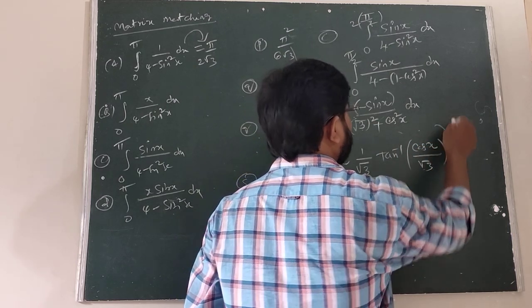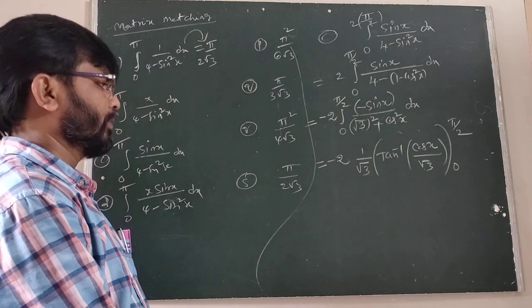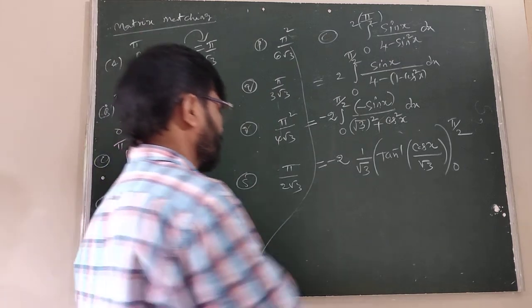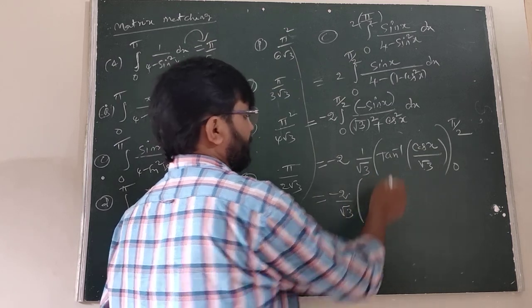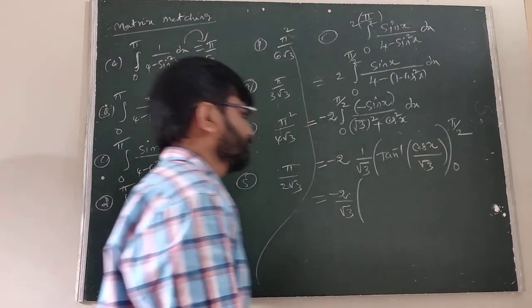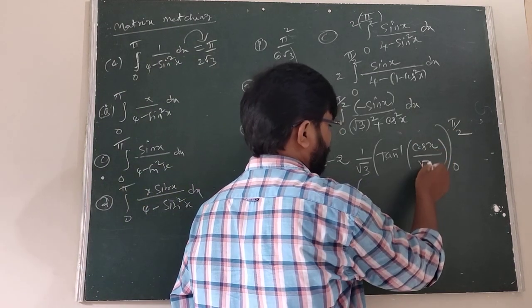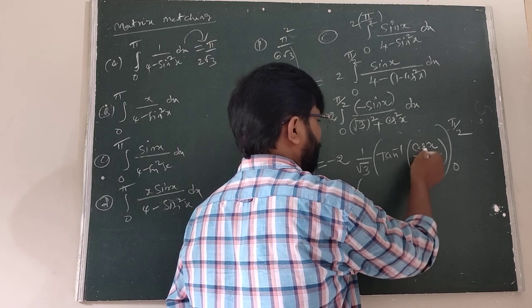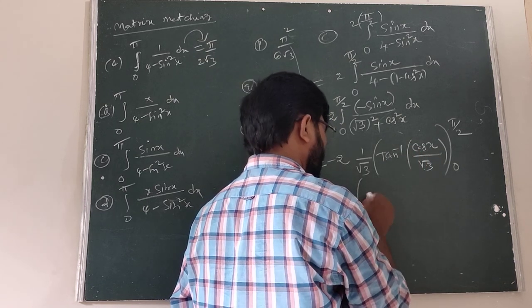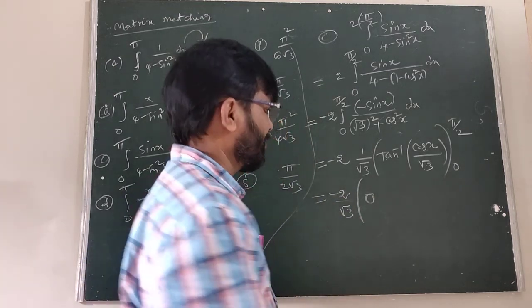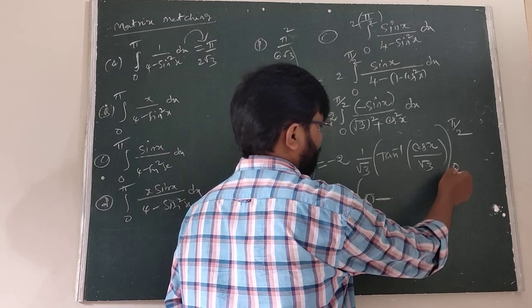Therefore the limits are 0 to pi by 2. Now we can write minus of 2 by root 3 into tan inverse of cos 90. Cos 90 value is 0, so 0 by root 3 is 0. And 0 is the value of tan 0, so tan inverse and tan cancel.